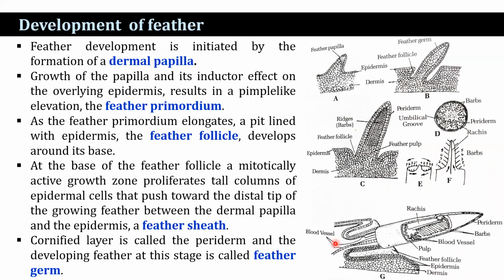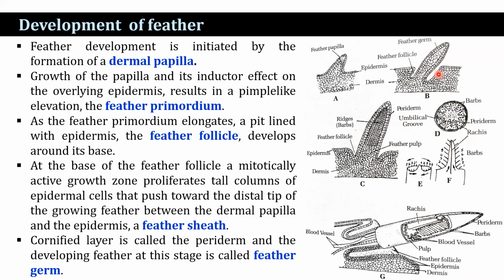Now, how are the feathers developed? Feather development is initiated by the formation of the dermal papillae. Actually, the dermal papilla is a mass of mesodermal cells in the dermis that notches the under surface of the epidermis and induces mitotic activity at its basal layer. Now, the growth of the papilla and its inductor effect on the overlying epidermis results in a pimple-like elevation that is known as feather primordium on the surface of the skin.